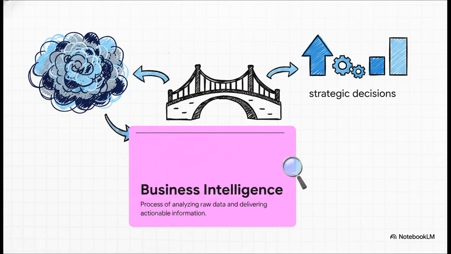And that is exactly what business intelligence, or BI, does. It's the technology-driven process of analyzing raw data and delivering actionable information. Think of it like this: an essential bridge between all that completely messy data on one side and the clear, strategic decisions your organization needs to make on the other.